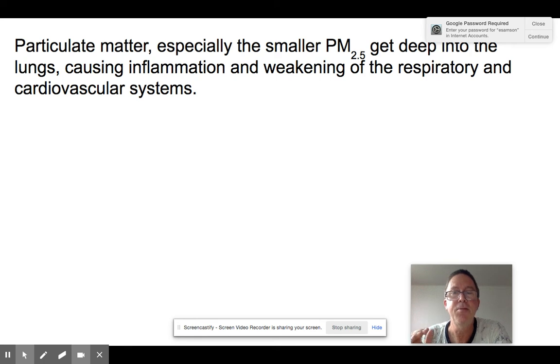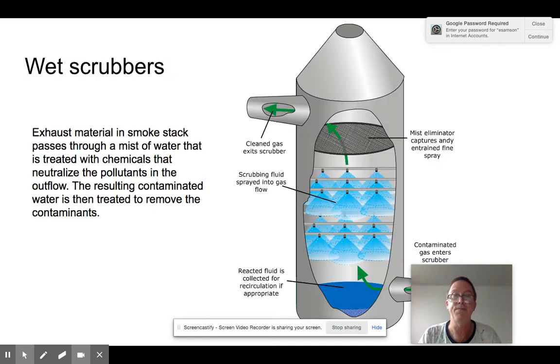Okay, but there's things we can do, and if we can help, we should. We shouldn't just say, "Oh, what can you do?" And you can do a lot. Okay, let's look at some things that can be done. It's called scrubber technology.